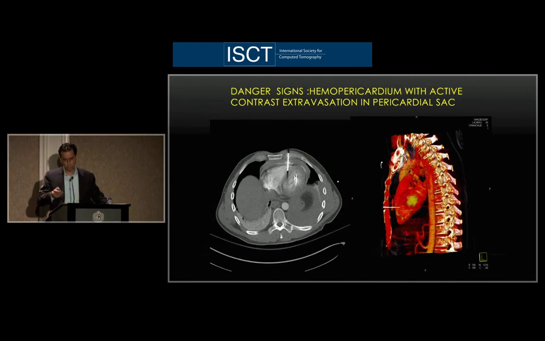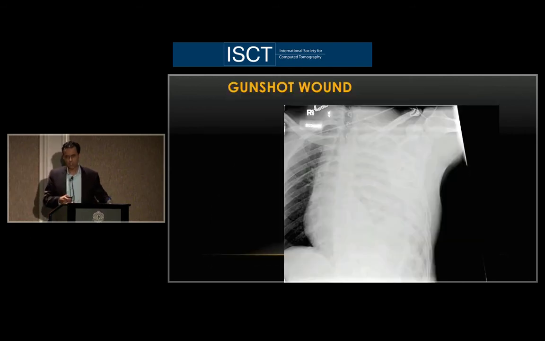This particular patient, a penetrating injury, self-inflicted. We can see active contrast extravasation into the pericardial sac. This patient was transferred to the OR immediately. This patient survived. This particular patient was an interesting patient that one of my colleagues, Dr. Patrick McLaughlin, dealt with. You can see a massive hemothorax on the left. There's a gunshot wound, displacement of the cardiac chambers towards the right of the mediastinum.